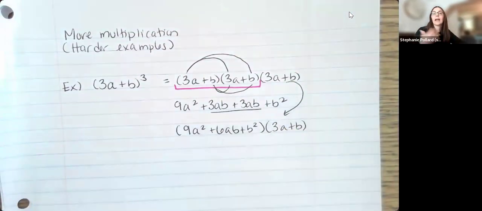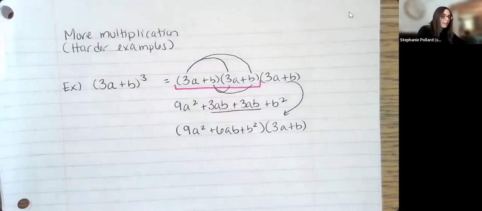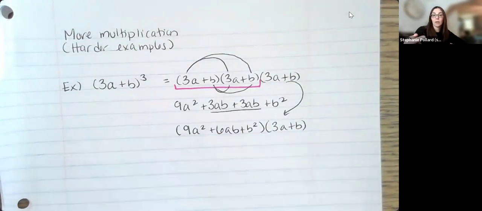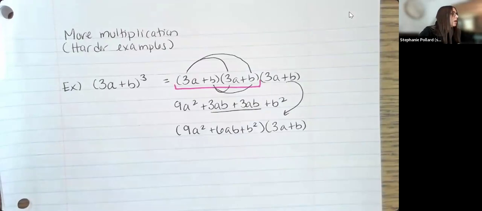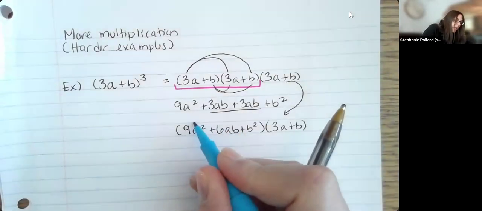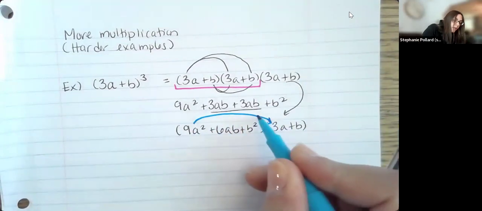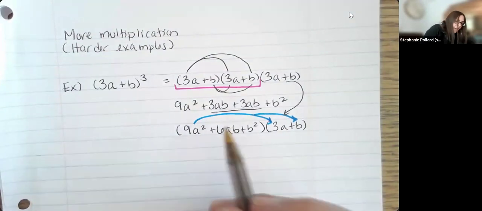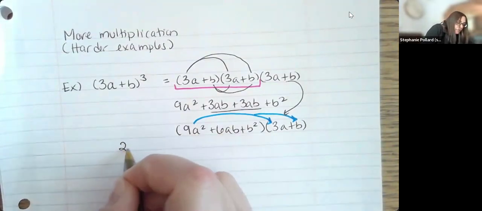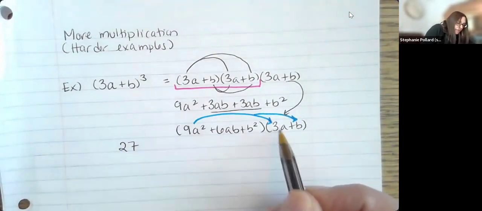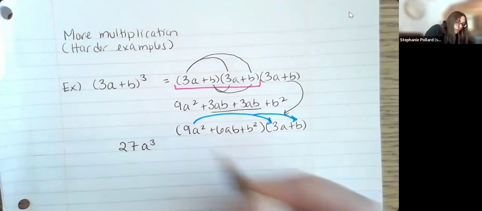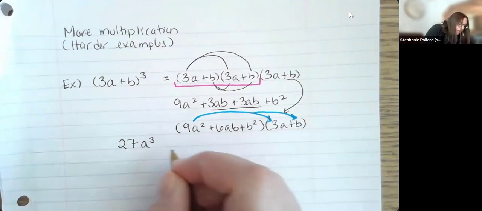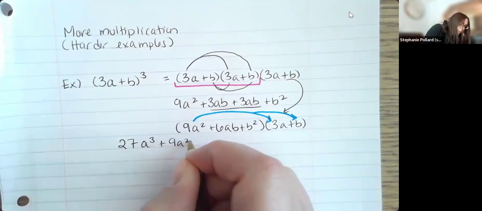And now I'll multiply out again. So I'm going to take everything in the first piece and distribute it to the second one. So let me just change colors just so you can see the difference here. So I'm going to take this 9a squared, multiply it by 3a, and then b. So in the first case, 9 times 3 is 27. So 27. A squared times a is a cubed. And then 9a squared times b is just 9a squared b.